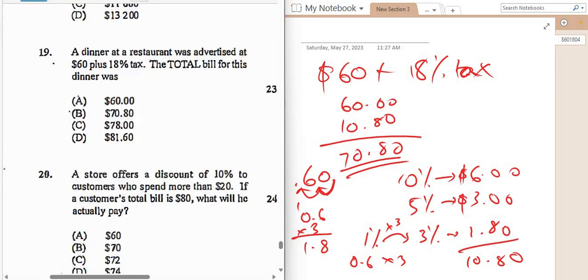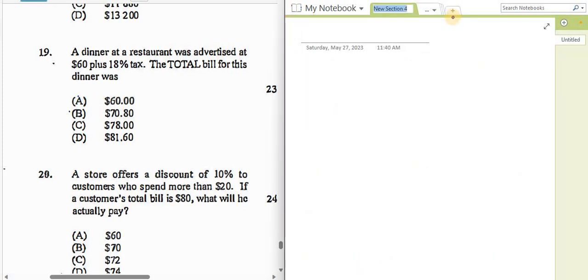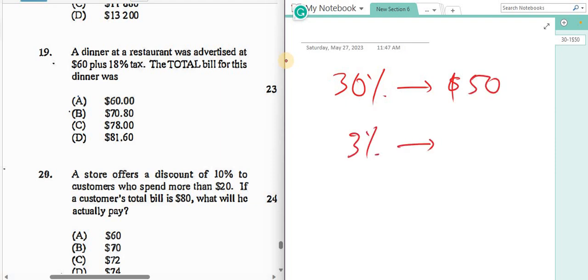Okay. So the answer for 19 is A. But somebody might say, okay, let's try it another way. Let's try it another way. If 30% is $50, right? What is 3%? If 30% is $50, what's 3%? Come on. That's really easy. How do you move from 30 to 3?